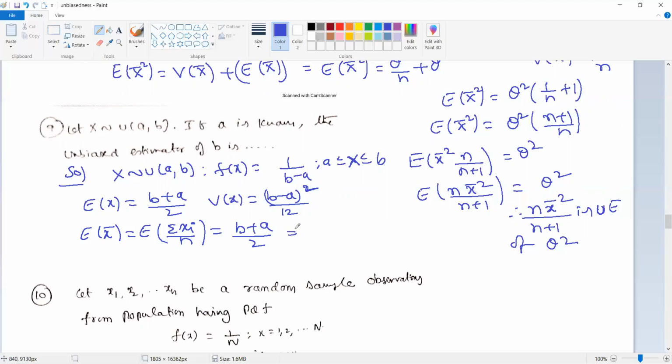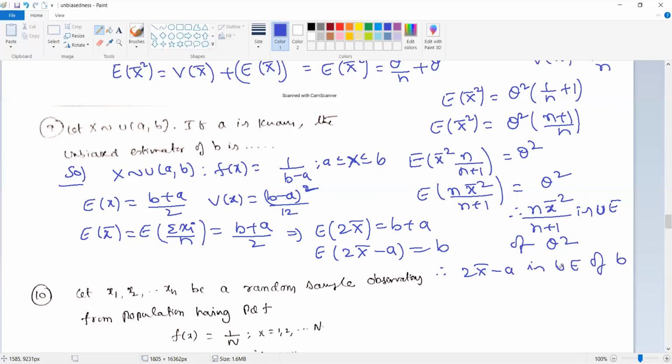Now here, E of X, by cross multiplication, 2 is a constant value. 2X bar is equal to B plus A. Now A is a known constant value, so 2X bar minus A is equal to B. Therefore, 2X bar minus A is a known constant value and is an unbiased estimator of B.